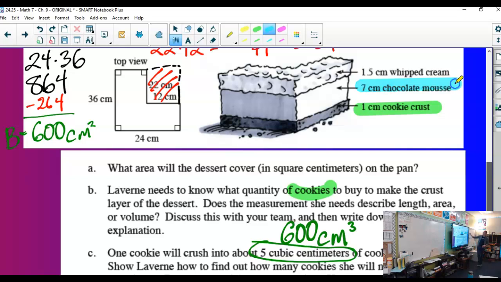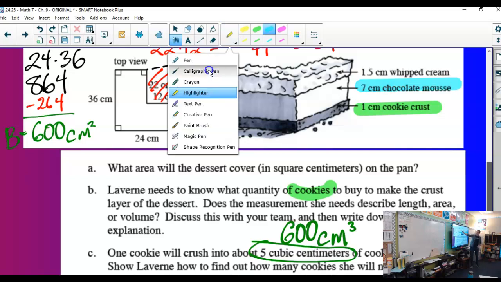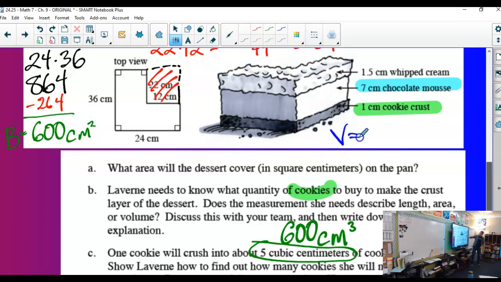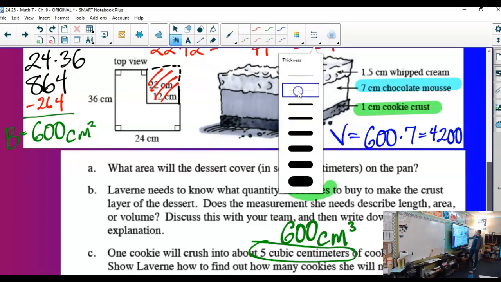Yeah, we're just going to take our big B, that base area, and times it by 7. So our big B was 600. I'm color coding. Guys, what's 6 times 7? 42. Then put the zeros on. 4,200 what? Centimeters cubed.